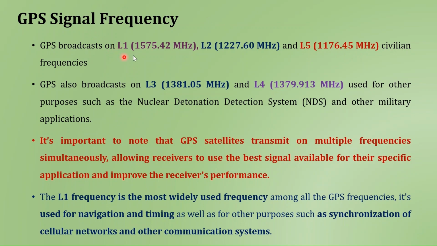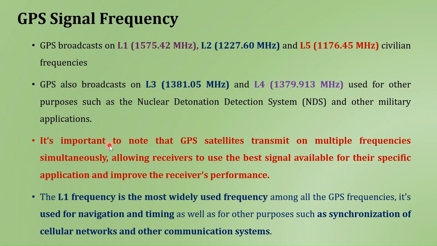These three, L1, L2 and L5, are also referred to as the civilian frequencies because the data broadcast on these frequencies is available to public users. The data broadcast on L3, that is 1381.05 megahertz, and L4, that is 1379.913 megahertz, is used for special purposes such as the nuclear detonation detection system and other military applications.